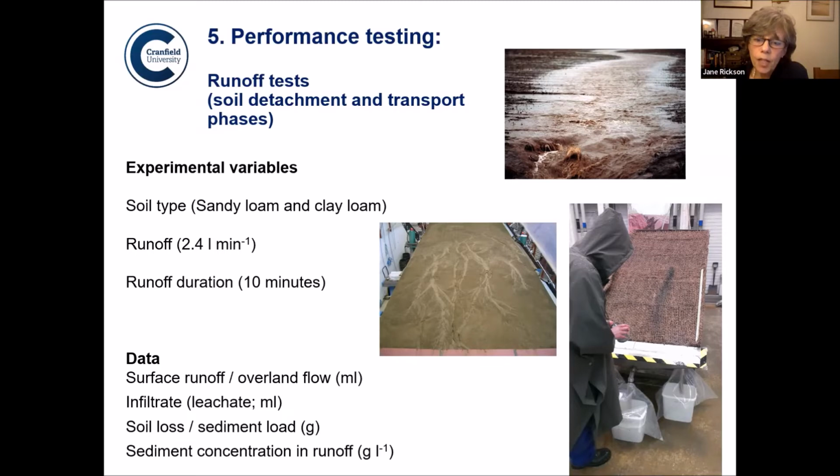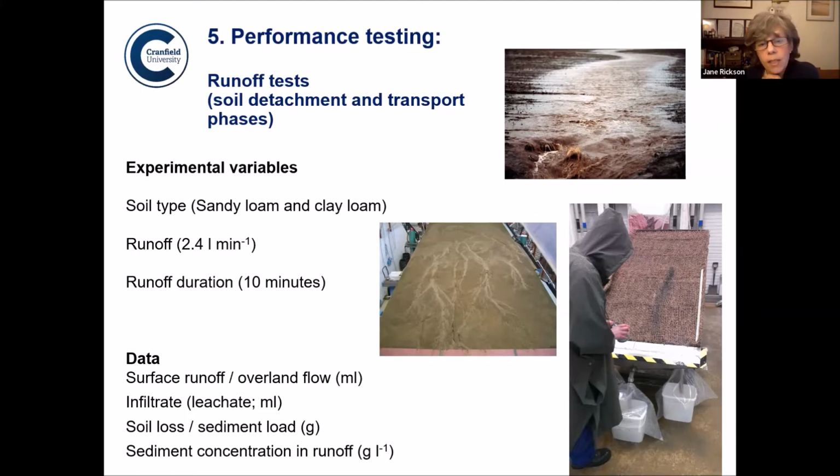And we can measure the runoff, the surface runoff, and any sediment in that surface runoff at the bottom of the slope. And we also were measuring infiltration because we were interested to what extent these products held up the water on the slope, allowing infiltration. So again, we had our two soil types because we thought soil type might affect the performance of the products. We had a constant runoff rate. And we ran the test for 10 minutes to represent a quite erosive storm.